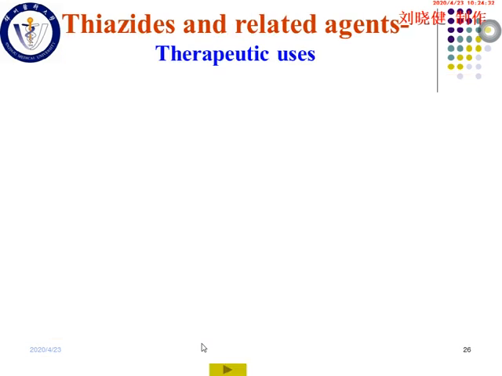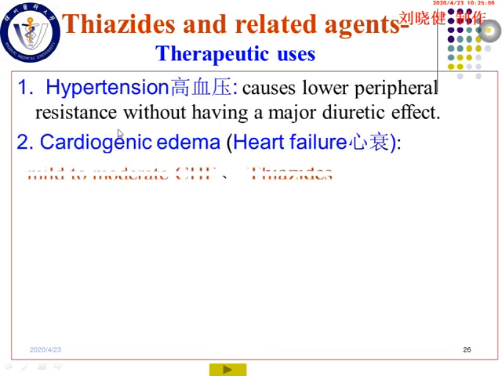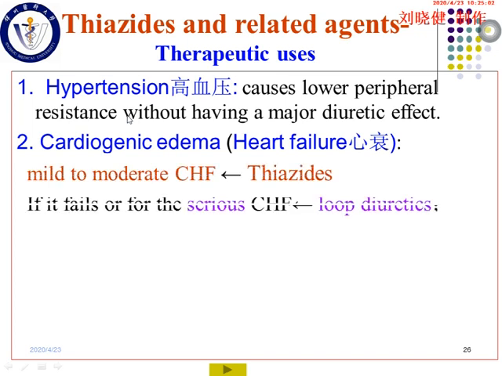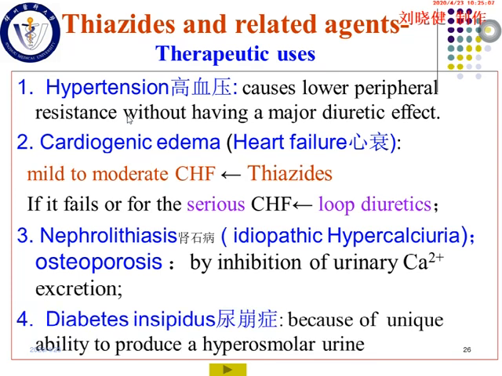So here, based on the pharmacological effect of Thiazides, mild and lasting diuretic effects, lower blood pressure, and effects on the diabetes insipidus. So I think you can guess what their therapeutic uses are. First one, used to treat hypertension, because this drug causes lower peripheral resistance without having a major diuretic effect.